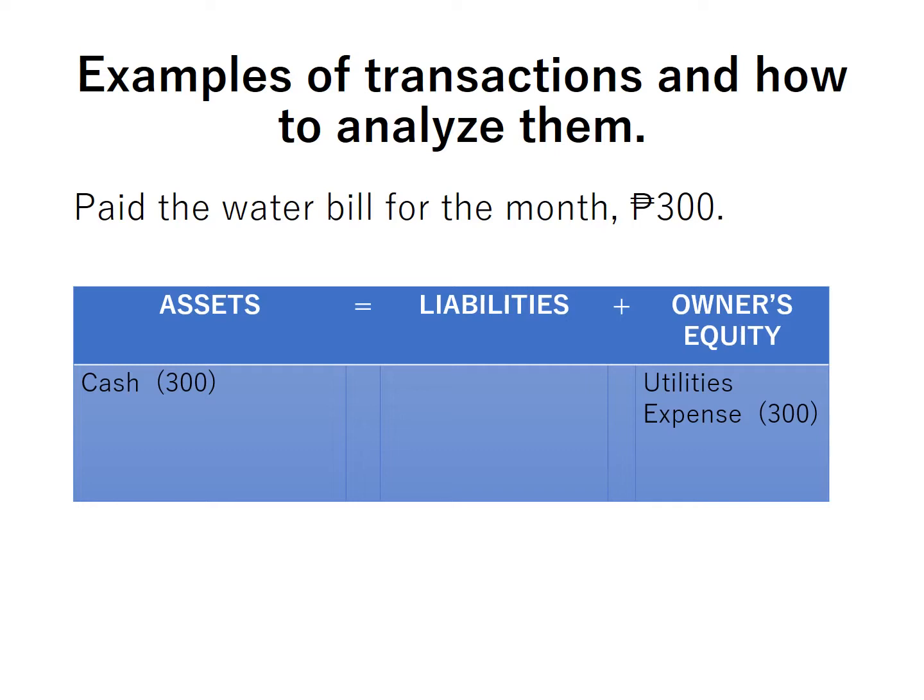What is the effect of the transaction to cash? Cash is decreased by 300 pesos, equal to the payment for the water bill. What is the effect of the transaction to utilities expense? Utilities expense is increased. So any increase in utilities expense will decrease owner's equity. So that is why we have a negative amount under owner's equity for utilities expense.